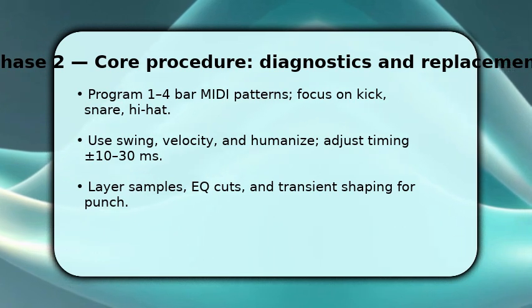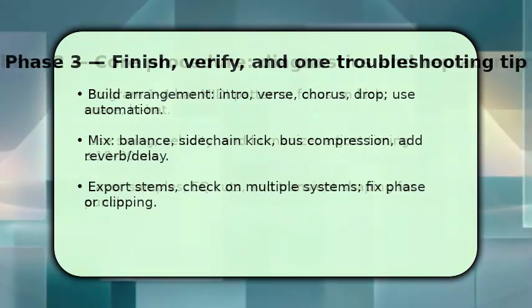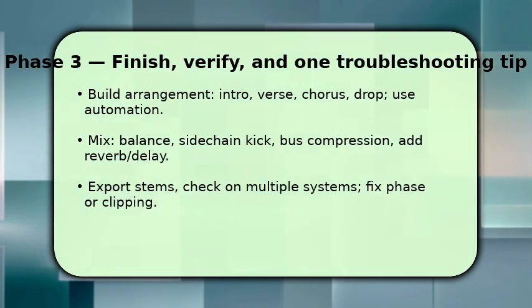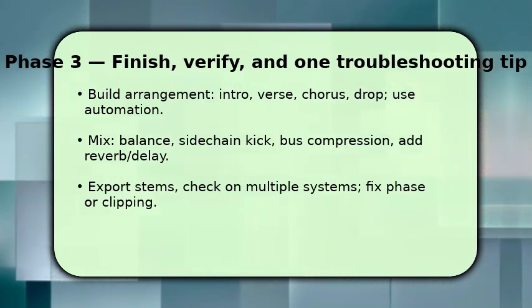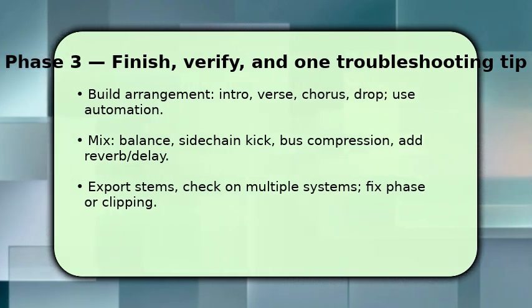Make sure to save iterations and you arrange by duplicating and evolving your loops into intro, verse, chorus, and a drop, using automation to build energy. In mixing, balance levels, apply bus compression and sidechain the bass to the kick for clarity. Add tasteful reverb and delay for space.